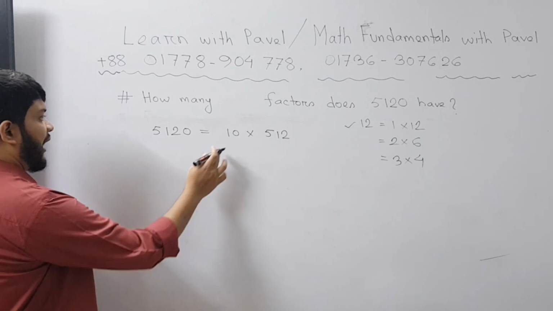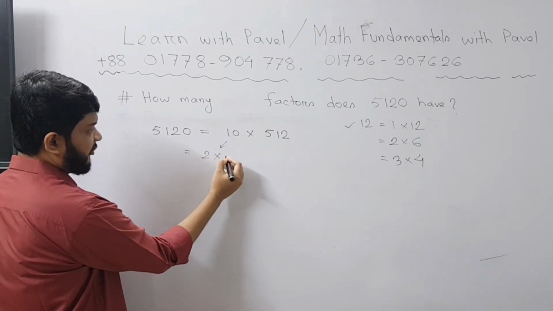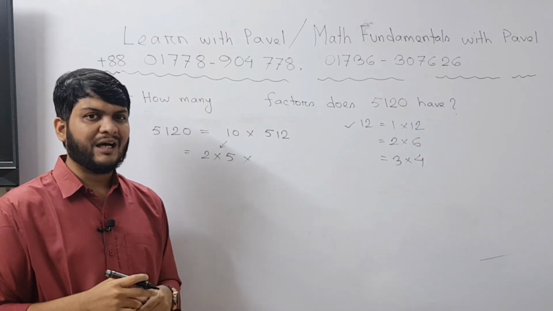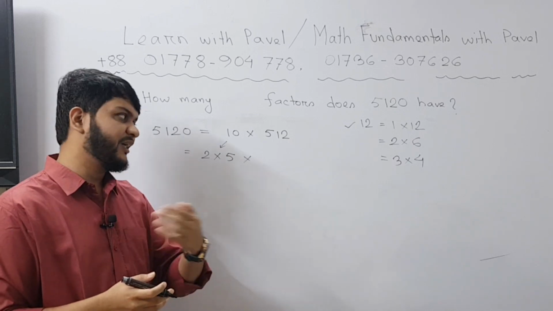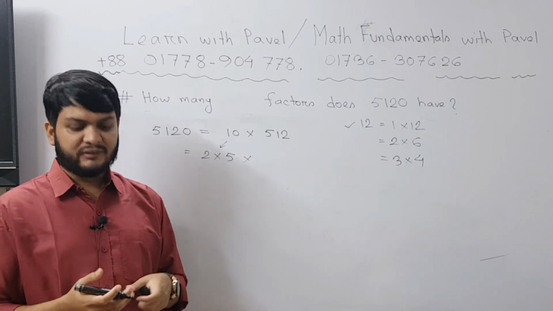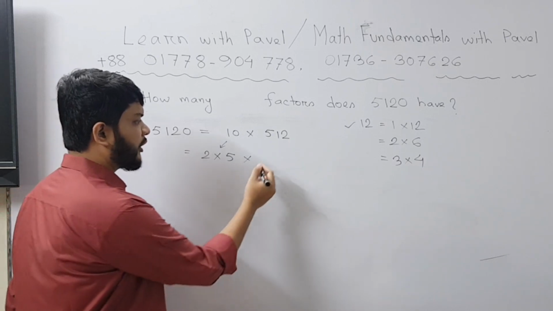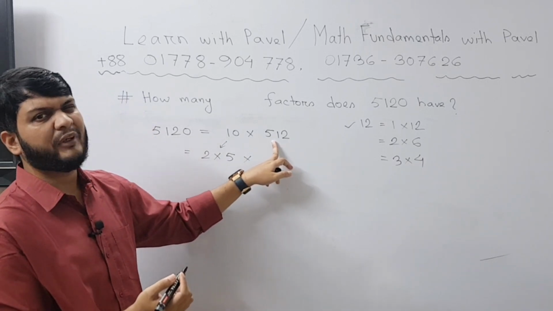No problem. Now we can break down 10 as 2 times 5, and 512 you can break down as 2 times 2 times 2, in this way 9 times. I already know that, but if you are not acquainted with breaking down these numbers, you just break down with smaller numbers. You can divide by 2, you can divide by 4.